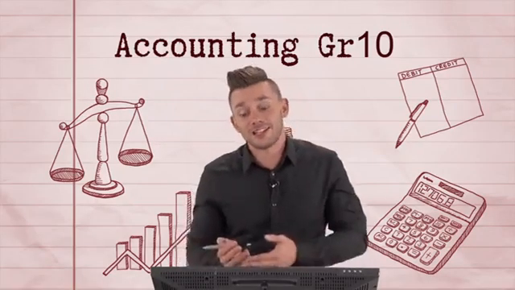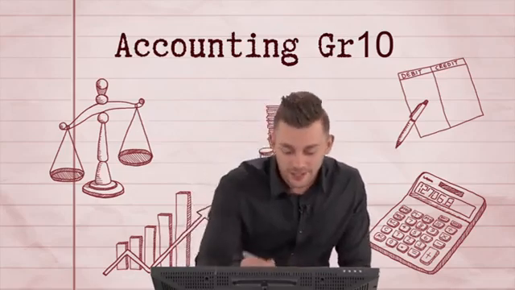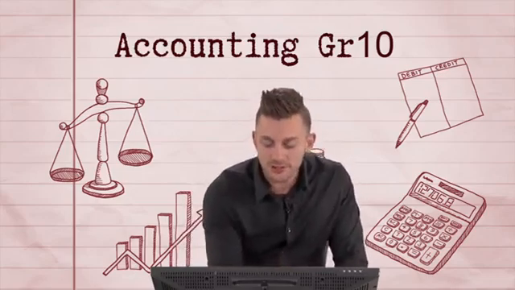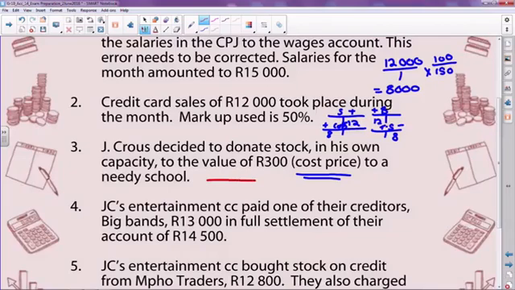Okay guys, let's analyze this one quickly together. So J. Krause decided to donate stock. So what are we doing? We are donating trading stock. And remember, when we give trading stock away, it will go down. It's an asset, so it will go down on the credit side. But now he's donating it in his own capacity. So remember, when an owner takes anything, it's regarded as a drawing. And drawings will go up on the debit side. But remember, this drawing, although it goes up, it's bad for my owner's equity.